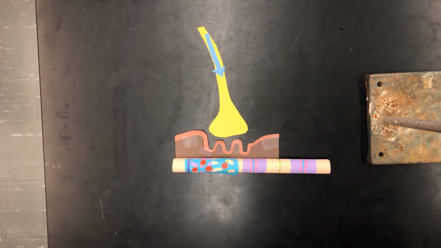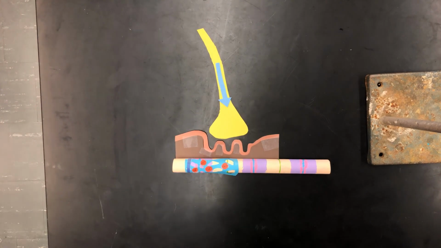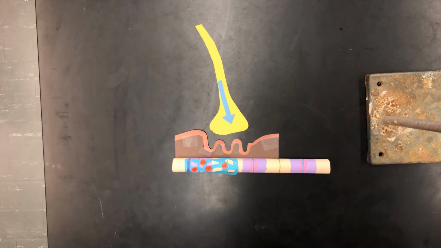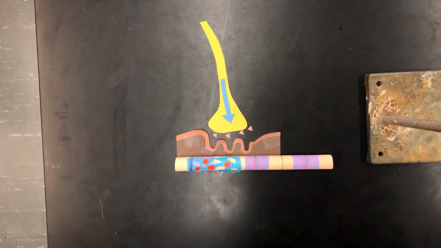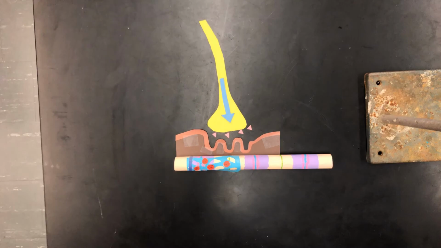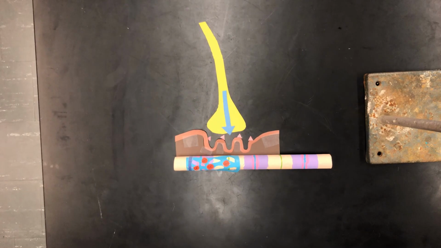A nerve impulse travels down the motor neuron axon, as shown by the arrow, and it reaches the synaptic cleft, which is between the motor neuron axon and the motor end plate. This impulse releases neurotransmitter molecules called acetylcholine, which are the triangles. The acetylcholine travels through the cleft and binds to receptors in the muscle fiber membrane.